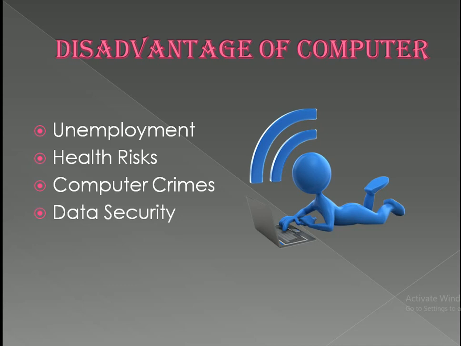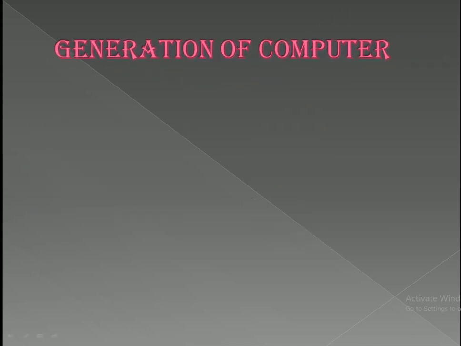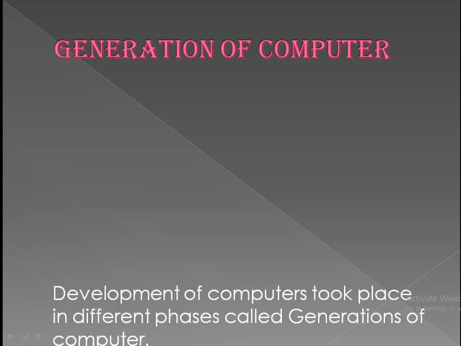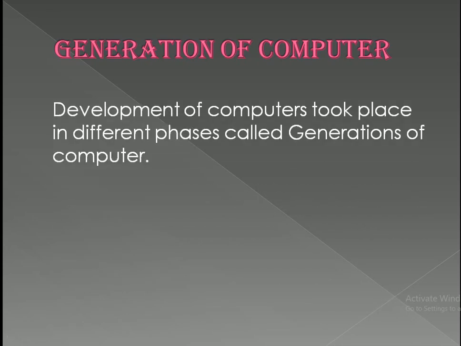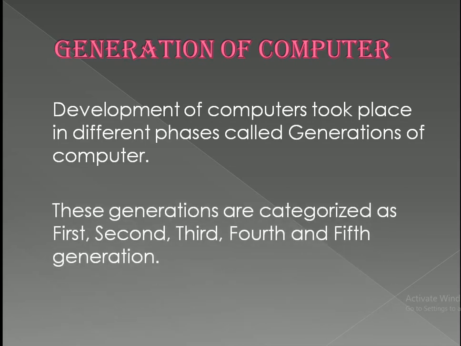After discussing the characteristics and disadvantages of a computer, we should discuss the generations of a computer. We all know that everything developed in phases. Thus, the computer also developed in many phases. These phases of the computer are called the generations of a computer. There are five generations of a computer: first generation, second generation, third generation, fourth and fifth generation. Let's talk about these generations.